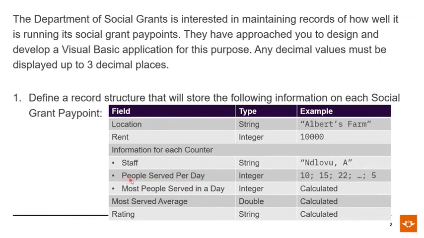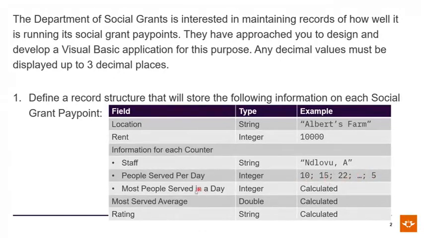So the idea is, you can see that we want to know how many people were served. So how many people did this counter help out each day effectively? So you can see that people served per day is also an array, and in case you're not sure whether it's an array or not, you can see that the example field demonstrates that the values for input would be 10, semicolon, 15, semicolon, 22, and so on.